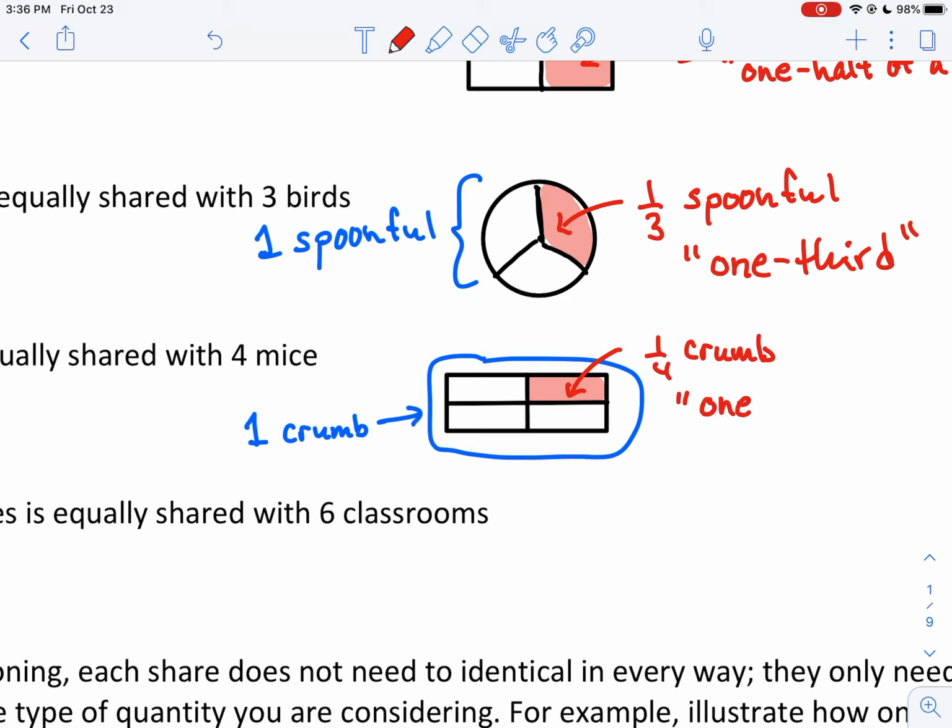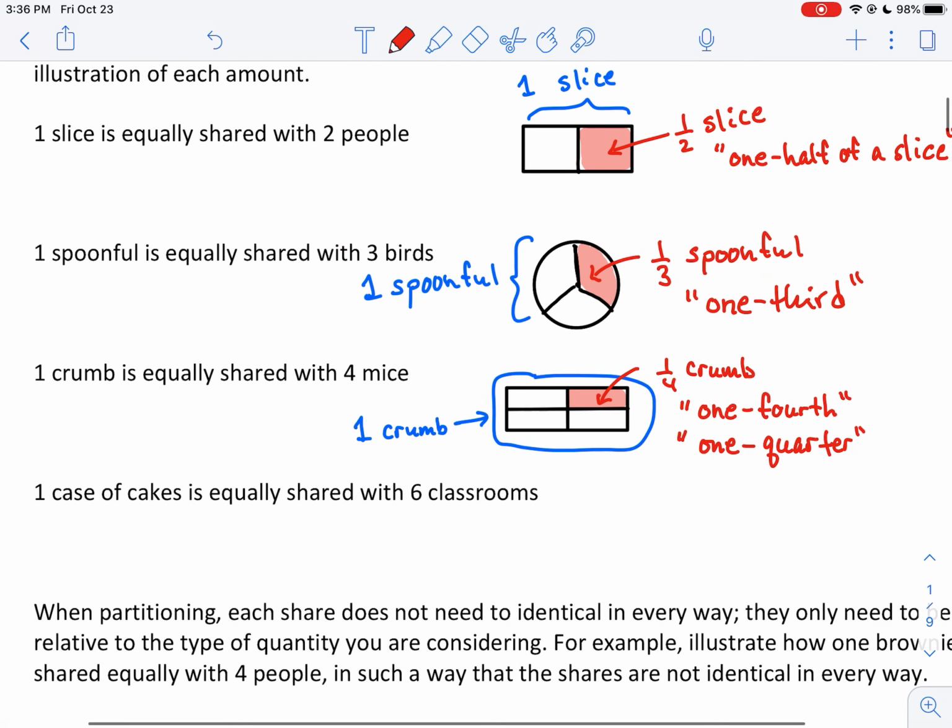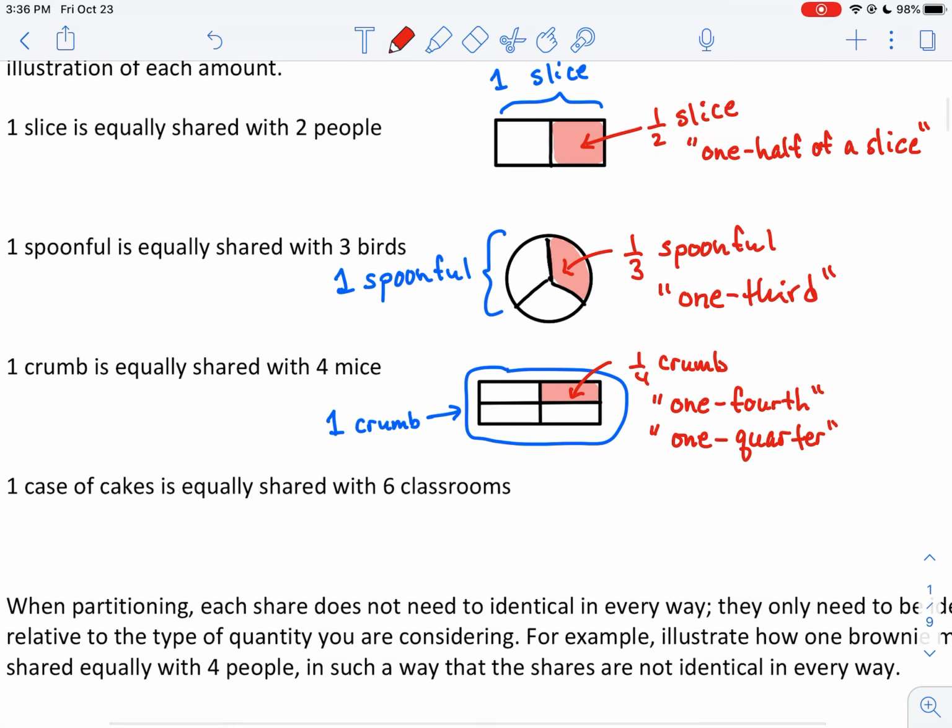1/2 and 1/3 are exceptions, but pretty much every other number just puts a th at the end of it to imply a unit fraction. But with 1/4, there's also another way to say it that's acceptable, that's often said, and that's "one quarter." So you can say "one fourth" or "one quarter" of a crumb.